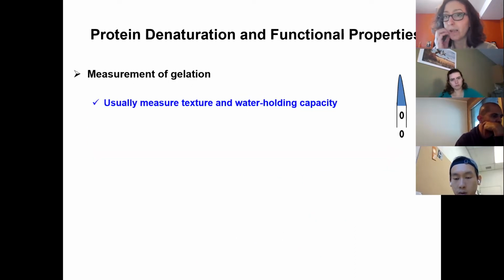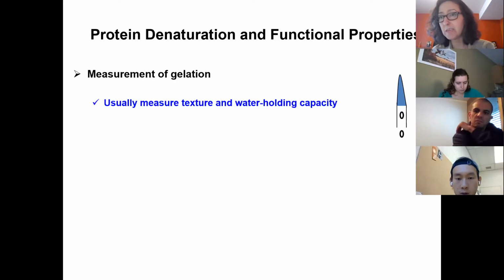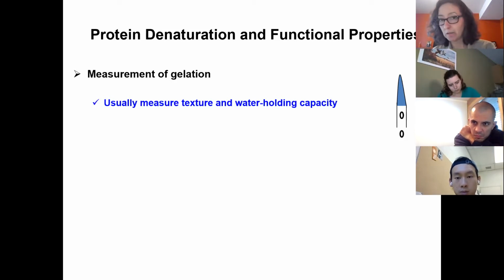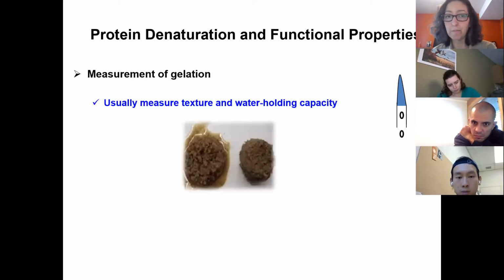Lastly here, before I quit, I want to finish gelation and then I'll stop. So how do we measure gelation? Usually we look at water holding capacity because it's important to form a gel that does not synerese. We form a gel in a tube, we invert it, and we measure the change in weight based on the loss of water. And we calculate water holding capacity.